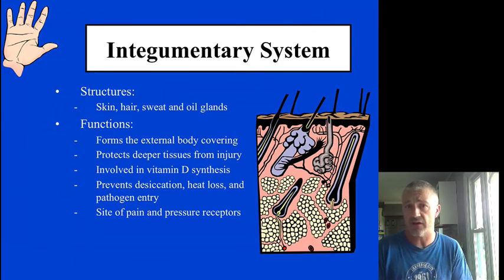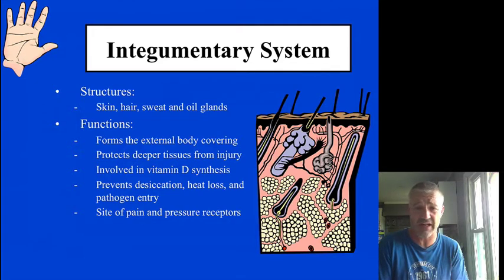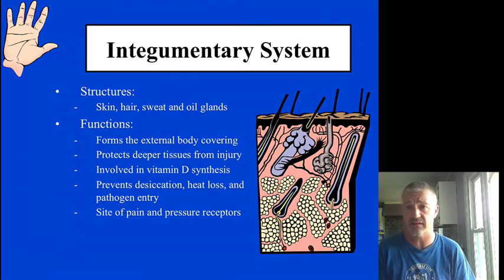One of the things it is involved in is vitamin D synthesis, but it prevents chemicals from getting in, prevents pathogens from getting in, prevents it from drying out. A lot of our touch receptors are present in this area. And again, all those other deeper tissues, it is protecting from different organisms and other things getting to them.